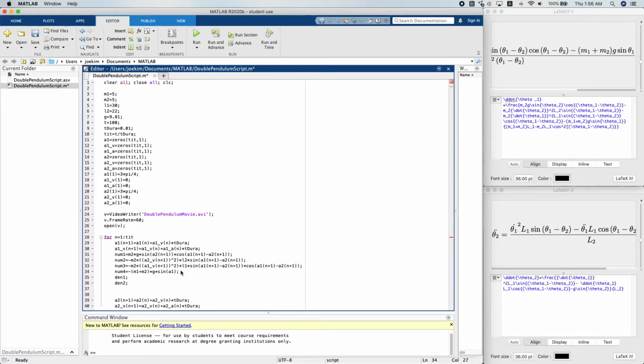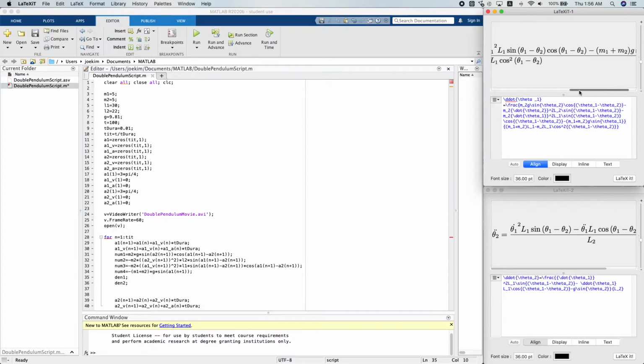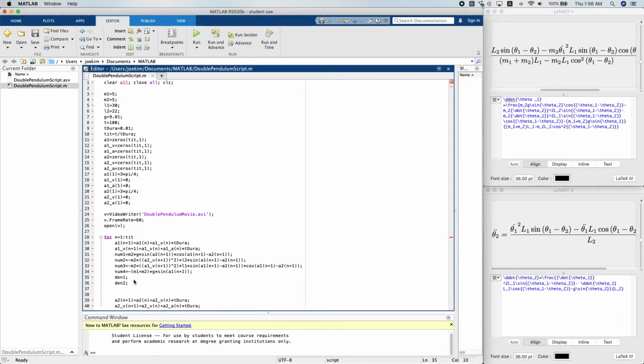G times sine A1, and we have A1, again, the n plus 1 term of A1. So we defined all our numerators. Now let's go down to our denominator. We have the first term in our denominator as equal to m1 plus m2 times L1. That's pretty straightforward. And the second term in the denominator is going to be minus m2 times L1.